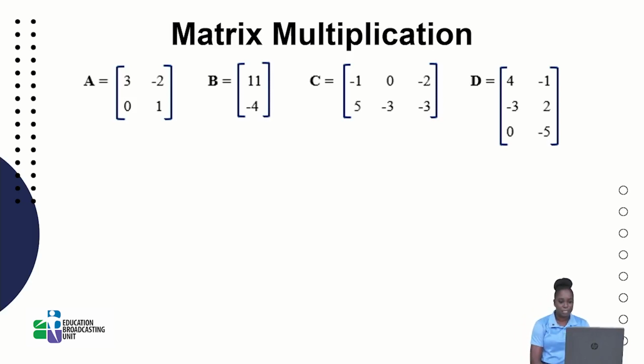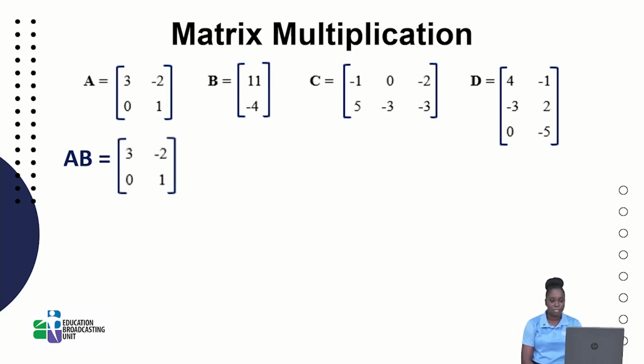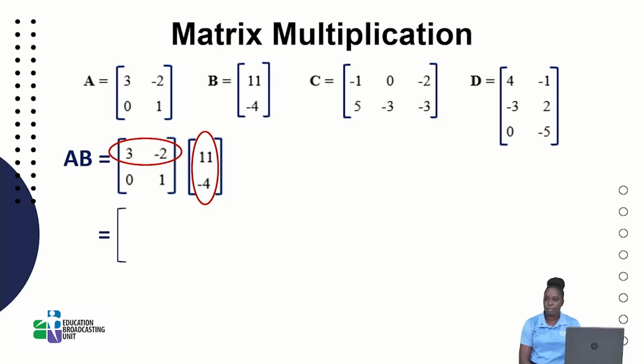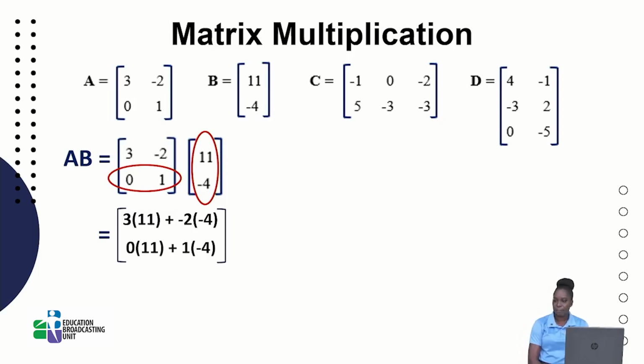So using the same four matrices, we are going to now look at AB. So we're doing another matrix multiplication. Matrix A is a 2 by 2 matrix, and matrix B is a 2 by 1 matrix, and so we know that this is compatible, and we can continue with our multiplication. Matrix A times matrix B, we follow the same procedure, row by column. And so that would be 3 times 11 plus negative 2 times negative 4. And there's not another column for us to multiply by, and so we move on to row 2 by the same column. 0 times 11 plus 1 times negative 4.